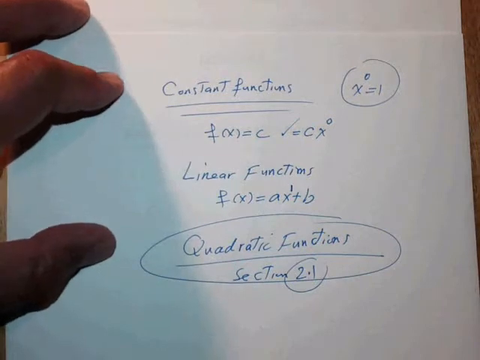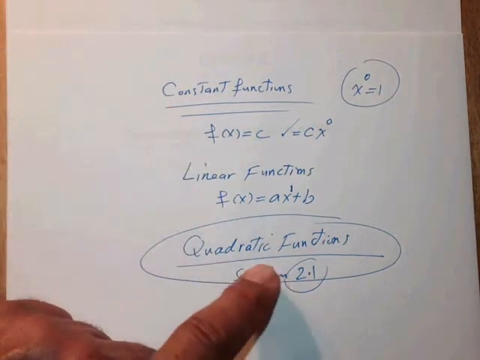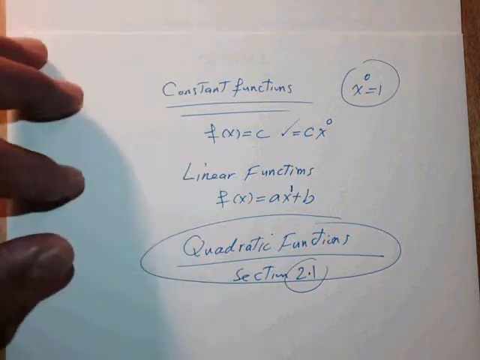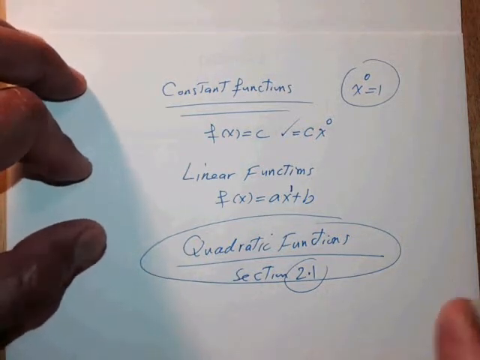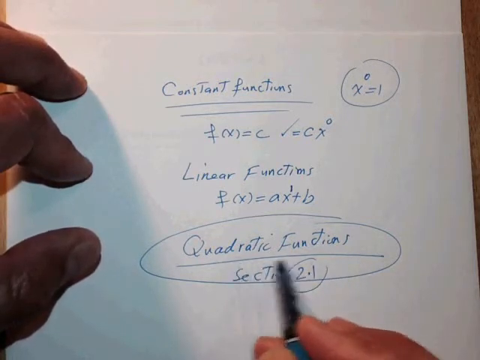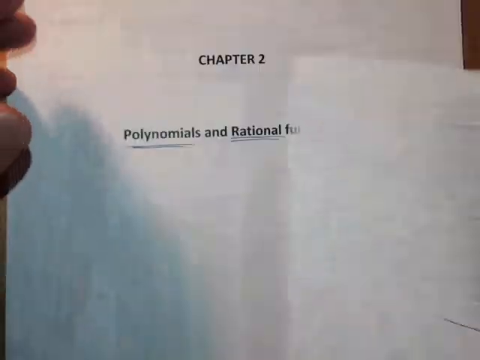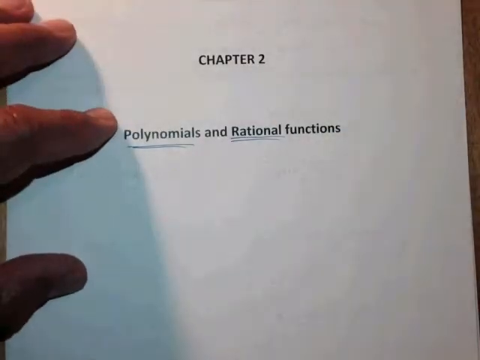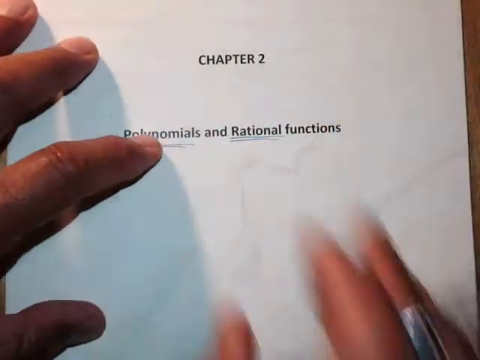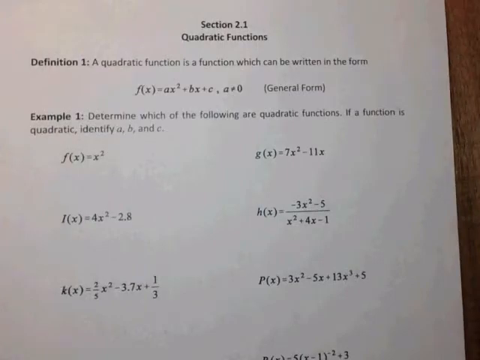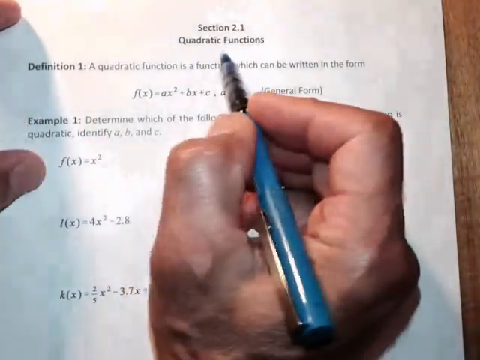But for right now, we're going to just concentrate on quadratic functions, because quadratic functions are very widely used and have very nice properties. So we're going to study these types of functions specifically in section 2.1. Okay, so that's where we are, with polynomial and rational functions in chapter 2. Here it is, section 2.1, quadratic functions.